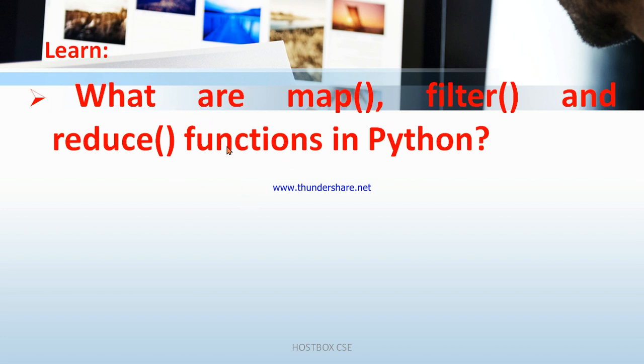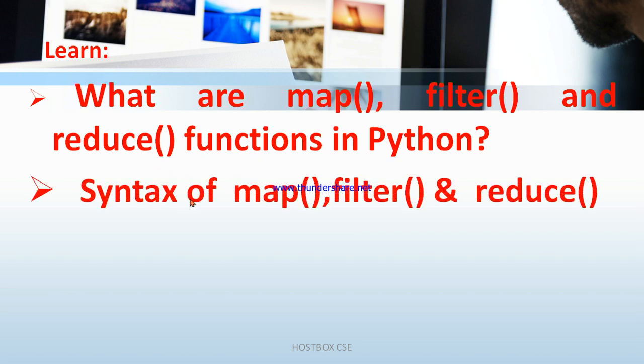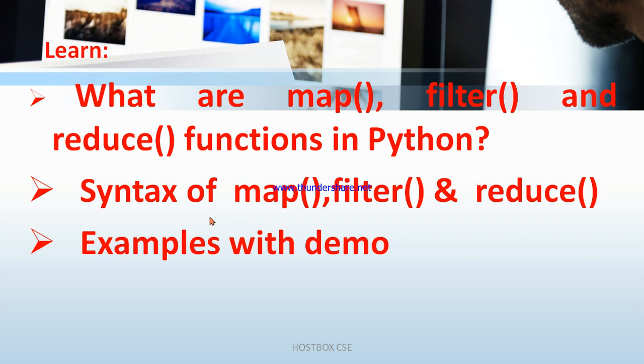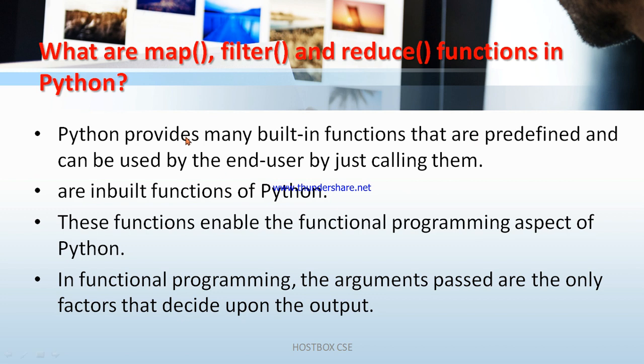So what are the map, filter and reduce functions in Python, what we need, and also the syntax of map, filter and reduce, and at last some examples with some demonstration in Python 3.8. Let's go. What are the map, filter and reduce functions in Python? First of all, Python generally provides many built-in functions that are predefined and can be used by the end user by just calling them. So we are the end user. Whenever we call this function, it goes and gives the output.